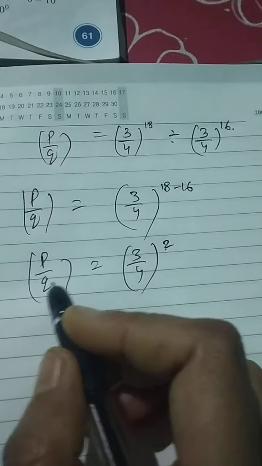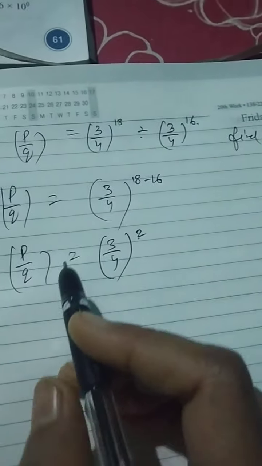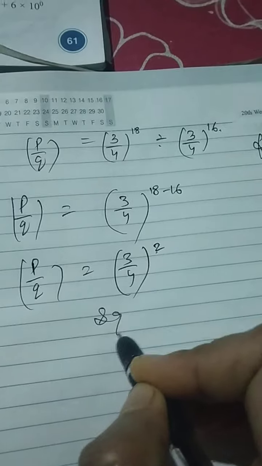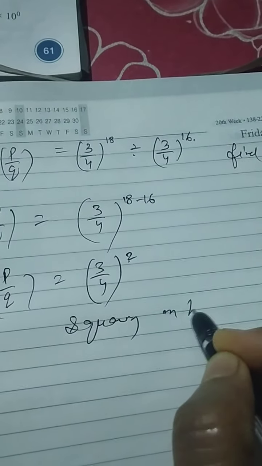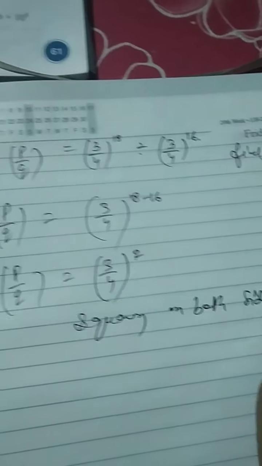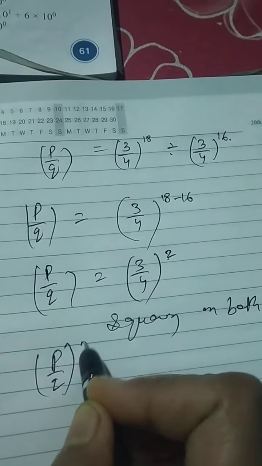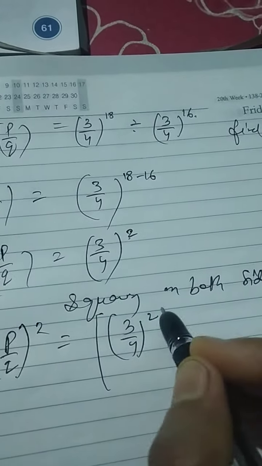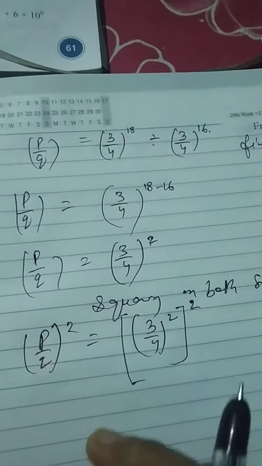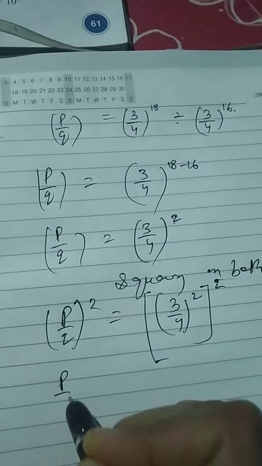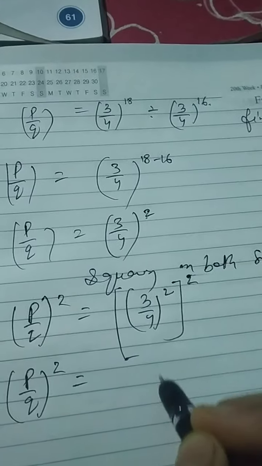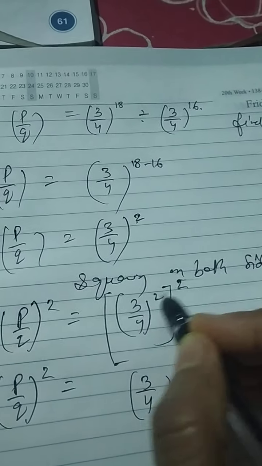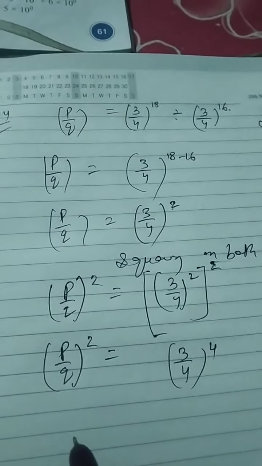2. Now we have to find out the value of P by Q whole square. Okay, so we will again do squaring on both sides. So P by Q is square, but there is already a square here. So we will give one more square, because we are squaring on both sides. Now P by Q square is equal to what? 3 by 4 to the power 2 twos are 4. Its power will be 4.